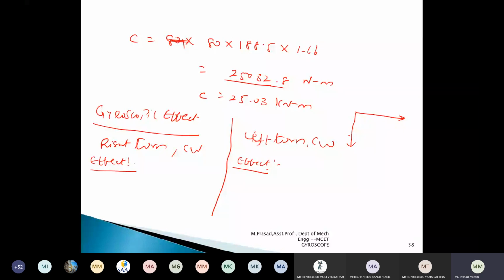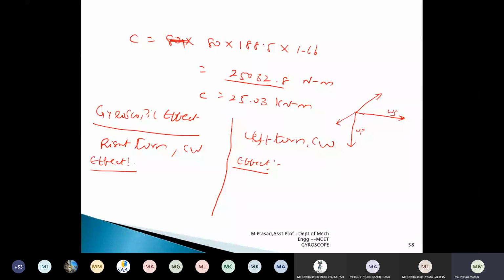Where will the active couple come? Can anyone answer? This is omega s and omega p. Can anyone answer where the active couple will come? In the z axis. Active couple and reactive couple. Now tell me, out of these two lines, which is the active couple and which is the reactive couple?